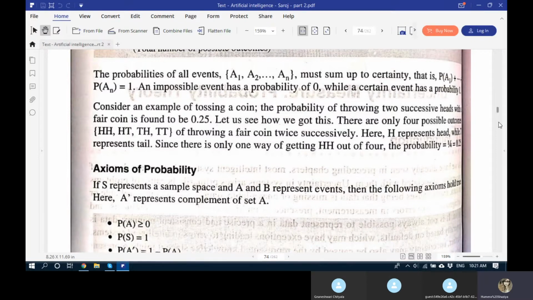So the probability is 1 by 4, which is equal to 0.25, because the sample space here is 4 events, and the number of outcomes favorable to A. What is the event we are looking for? Getting HH. You should get heads in two successive coin throwing events. So one head-head occurring is 1 by the total number of possible outcomes. Therefore 1 by 4 is 0.25.